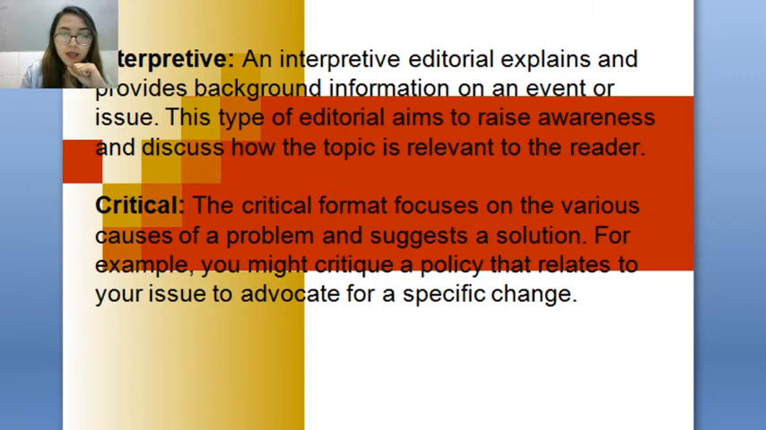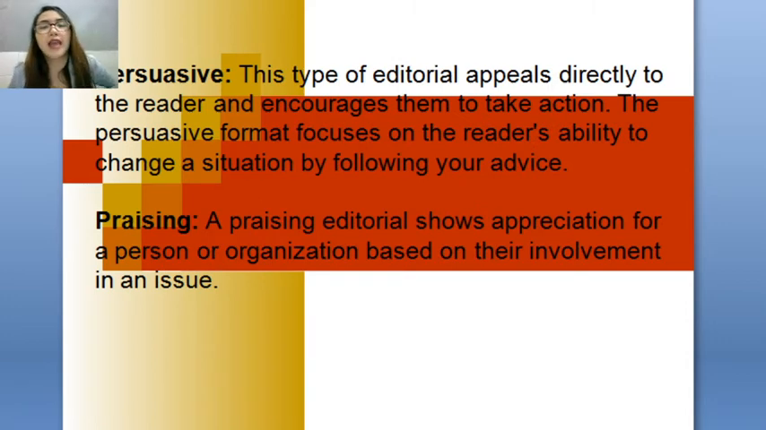Okay? And next is the persuasive. This type of editorial appeals directly to the reader and encourages them to take action. And the persuasive format focuses on the reader's ability to change a situation by following your advice. Ayan. Pag persuasive, we are providing an advice para sumunod yung mga readers mo. And it should be something that's appealing sa mga readers. Kasi paano mapapasunod mga readers mo kung hindi naman appealing masyado yung ginawa mong article. And lastly, guys, is the praising. A praising editorial shows appreciation for a person or organization based on their involvement in an issue. So, pwede kang gagawin mo doon is more on praising.